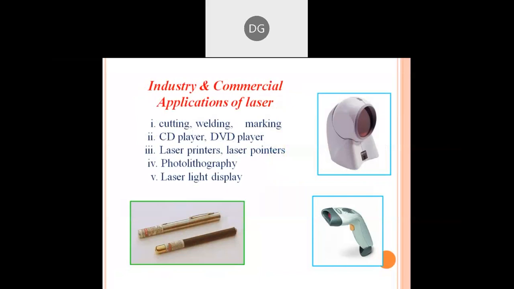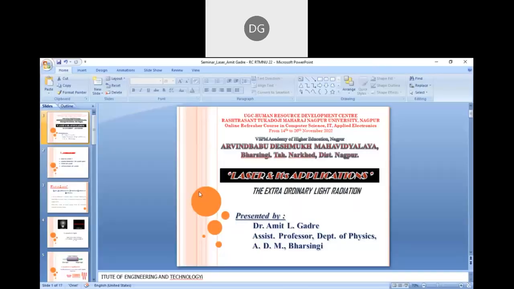The next is industrial and commercial applications of laser. These applications we can see in our day-to-day life, such as cutting, welding, and marking. These lasers are used. CD and DVD players are somewhat outdated technology nowadays, but in those a laser is used. Then laser printer and laser pointer, photolithography and laser light display. So these are some industrial and commercial applications of laser light.